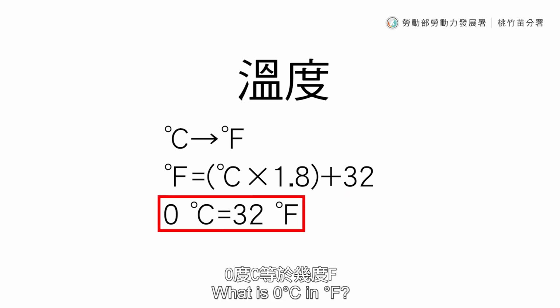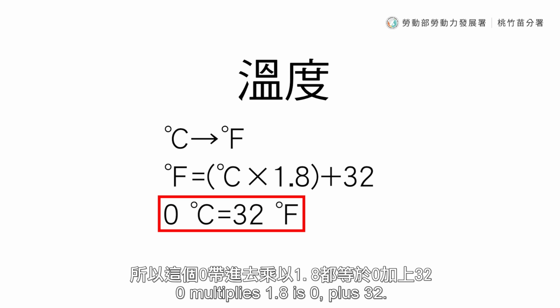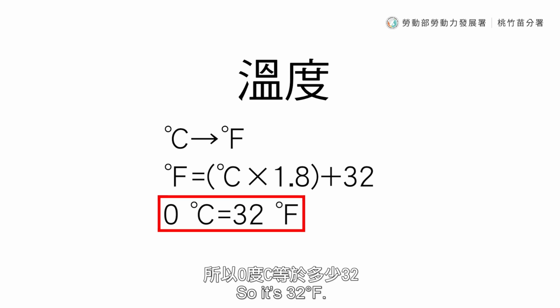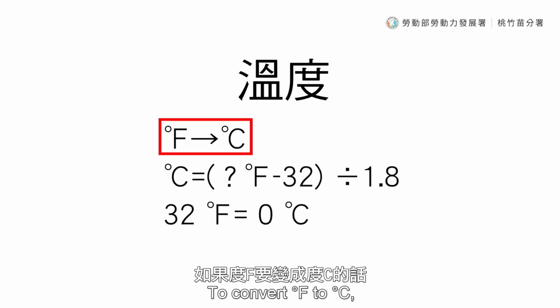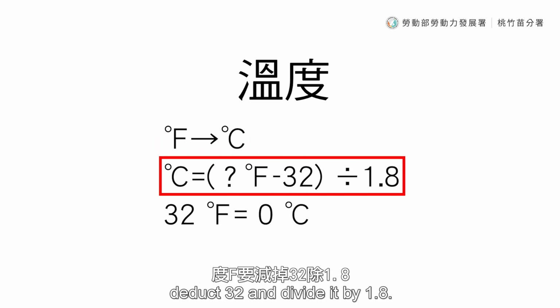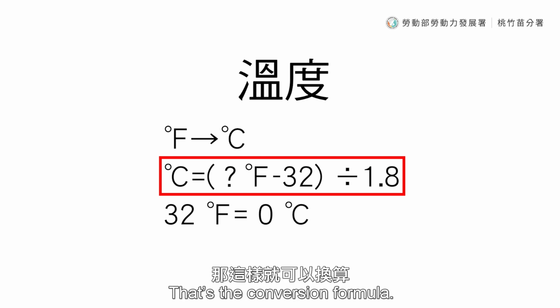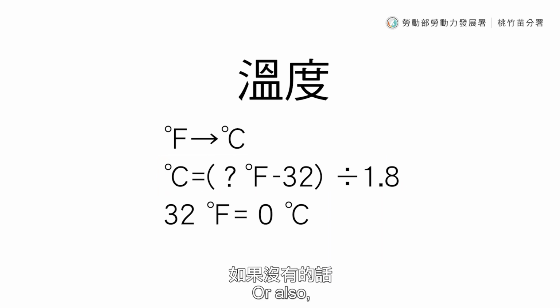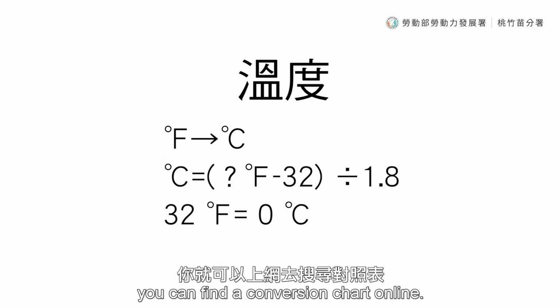What's 0 degrees Celsius in Fahrenheit? 0 multiplied by 1.8 is 0, plus 32. So it's 32 degrees Fahrenheit. To convert Fahrenheit to Celsius, deduct 32 and divide it by 1.8. That's the conversion formula. Or you can also find a conversion chart online.